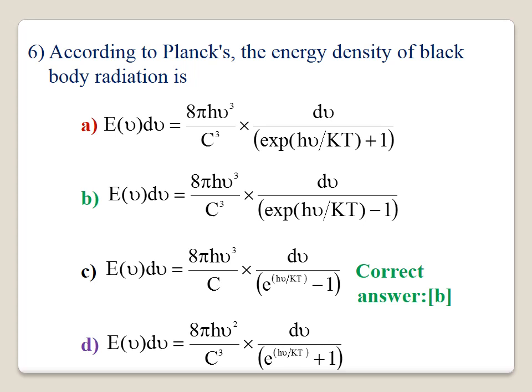Question number 6. According to Planck's energy density of radiation, the equation is: E nu d nu will be equal to 8 pi h nu cube by c cube into d nu divided by exponential of h nu divided by kT minus 1. This is the correct equation of energy density according to Planck's black body radiation. The correct answer is B.